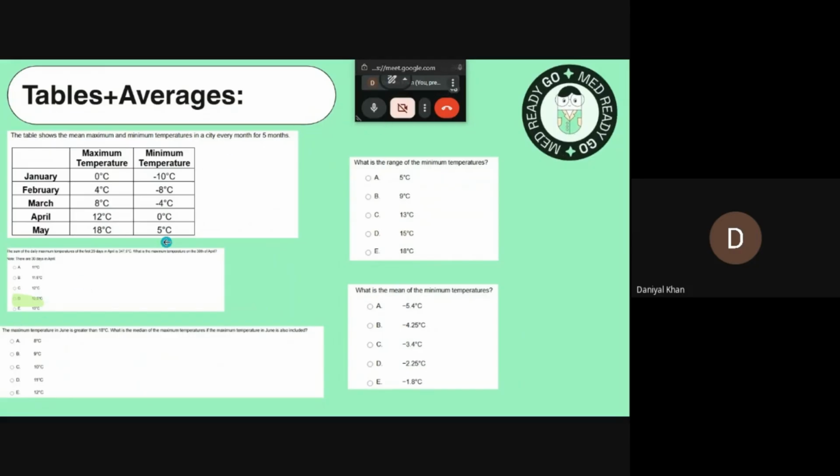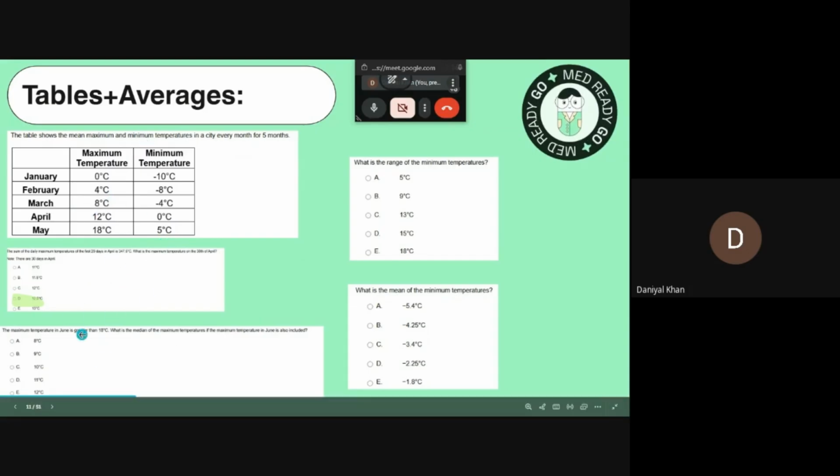Now moving on to the next question. The maximum temperature in June is greater than 18 degrees Celsius. What is the median of the maximum temperature if the maximum temperature in June is also included? So now, once again, it's GCSE knowledge. You're using median. To do median, you have to line them up from the smallest value to the largest value, cross off on each side, and you would end up getting the middle value being your median.